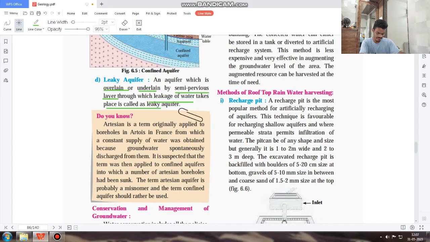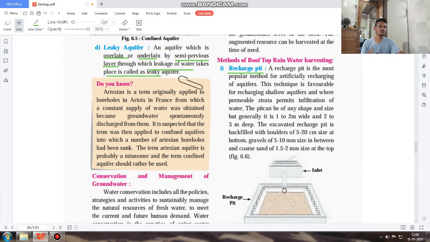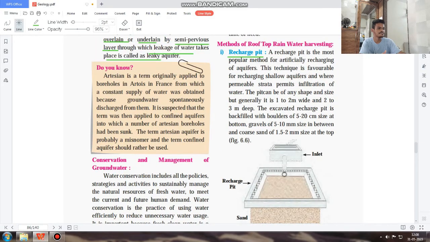Okay, now this is nothing much. Methods of rainwater harvesting. There are two types. One is rooftop rainwater harvesting, and the other one is surface rainwater harvesting. Under rooftop, these come: recharge pit. Okay, you can read out this.